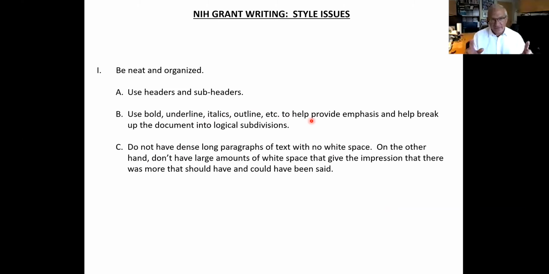Do not have long, long paragraphs with no white space because you're trying to cram all this information in because you think it's just so absolutely critical. Sometimes less is more, all right? The other side of that is don't have large amounts of white space on the page because that can give the impression that there was more that should have been said and that could have been said, okay?